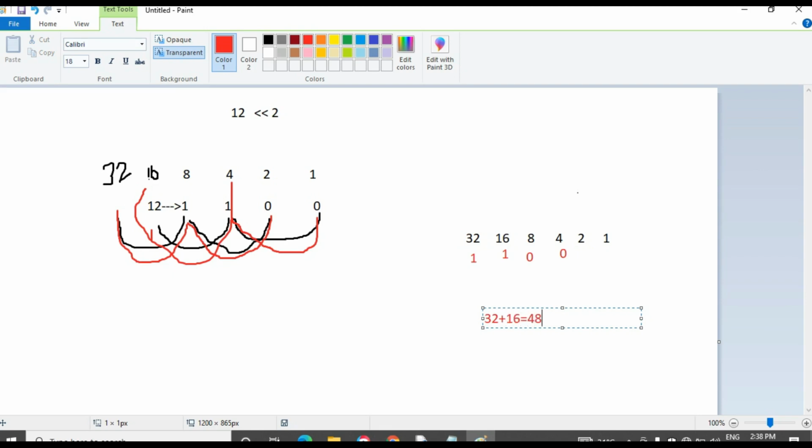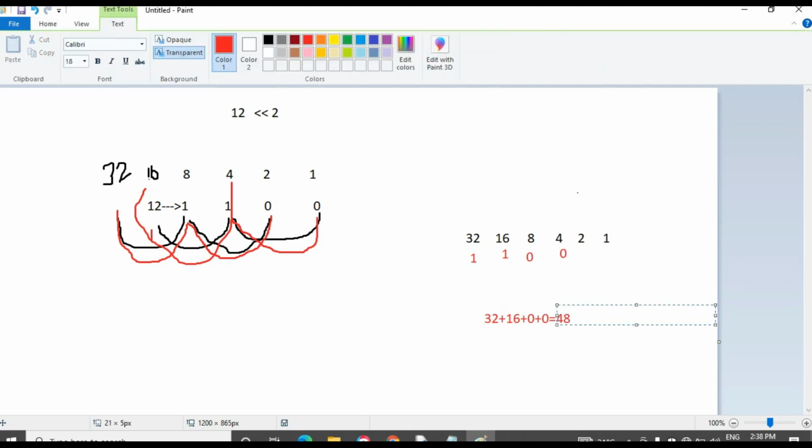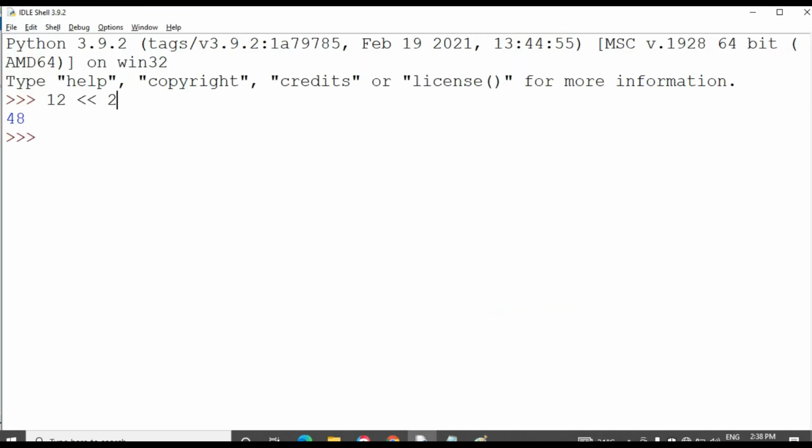32 plus 16 is equal to 48. Okay, this is the required output. By this way, and the remaining also 0, that's why I didn't take this. Even if you are taking the 0, it will produce the same result, so it will display the same result. To avoid the confusion, better I will take this. Okay, 32 plus 16 equal to 48. So we got this result.